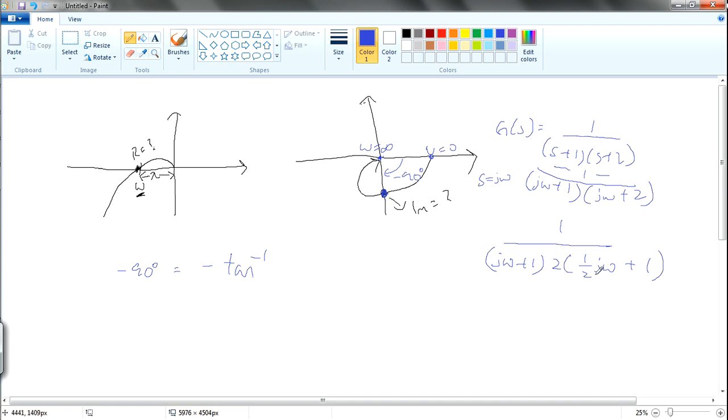With this said, this is omega, for the j omega plus 1. So minus inverse tangent omega, and this one is actually half omega, for the half j omega plus 1.